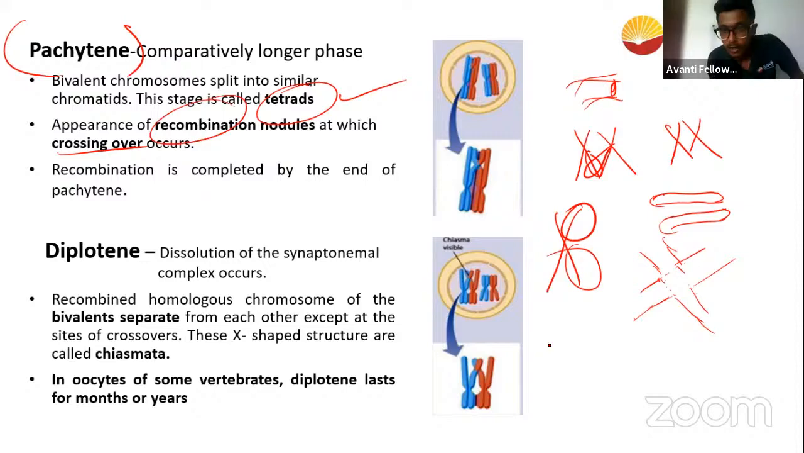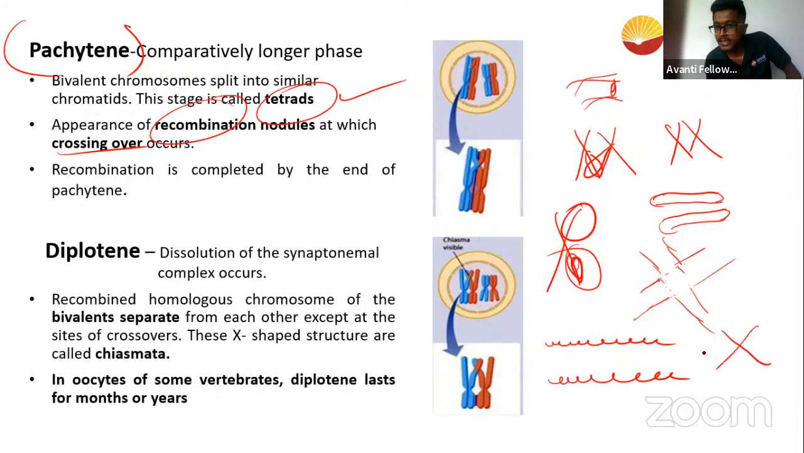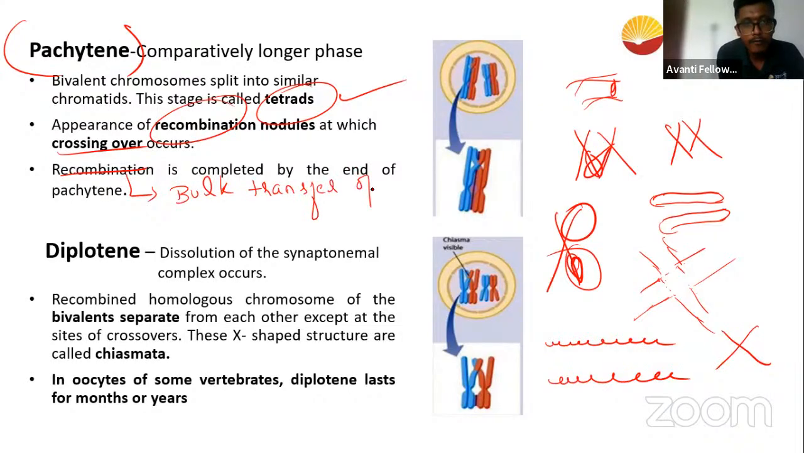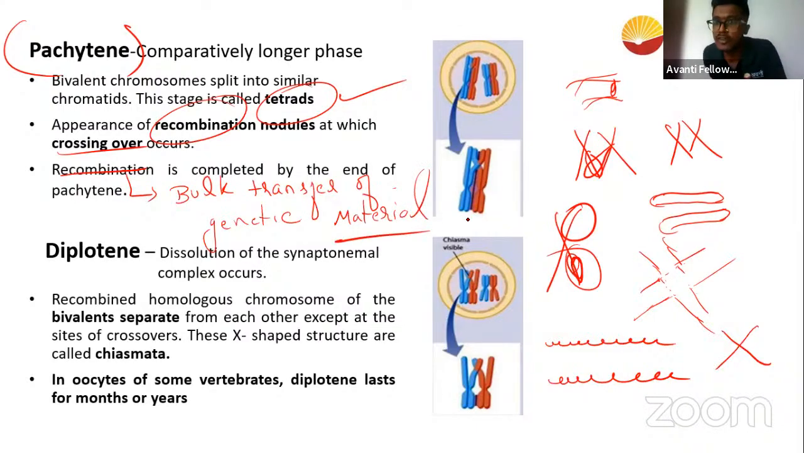What is recombination? See guys, let's say that this is the DNA of one arm. This is the DNA that is present in one arm. And this is the DNA that is present in the other arm. Now, the overlapping has taken place between these two DNA. What is happening here? What is recombination? Recombination is called bulk transfer of genetic material. What is happening here? Bulk transfer of information is happening.